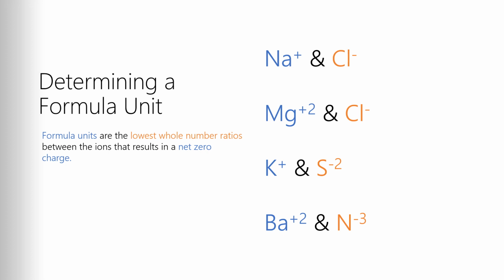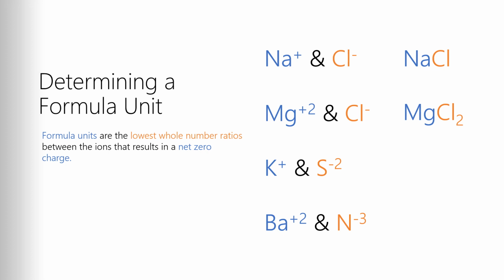Let's look at the first one. Sodium plus 1, chloride minus 1. In a 1-to-1 ratio, I would have a charge of 0. Plus 1 minus 1 equals 0. Now the second one: magnesium plus 2, chloride minus 1. Obviously 1-to-1 isn't going to work because I would have a charge of plus 1. So I'm going to need 2 chlorides to make this a zero net charge. So my formula would be MgCl2.